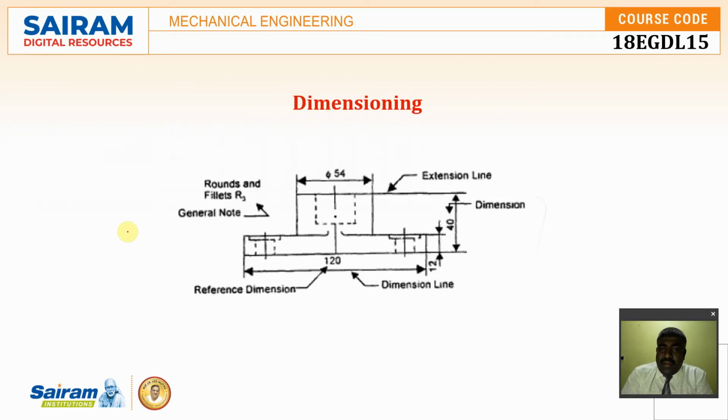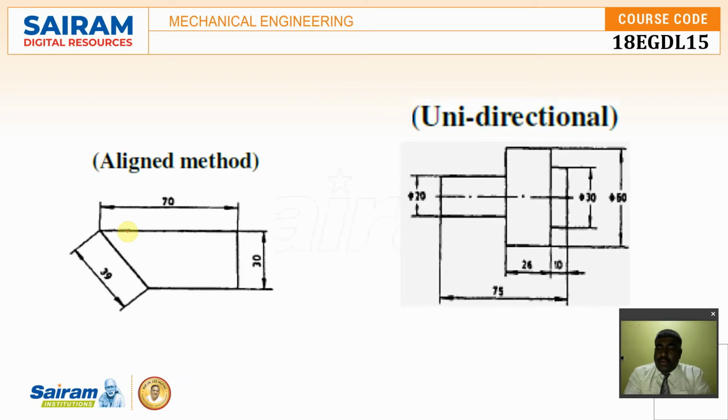For dimensioning, there will be two methods. Dimension is nothing but you're going to represent the actual size of the object, whether it may be length or diameter, width or thickness. Everything will be specified. That is called dimensioning. There are two types. One is aligned dimension and the other is unidirectional dimension.